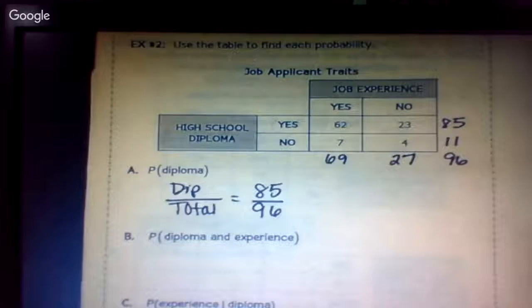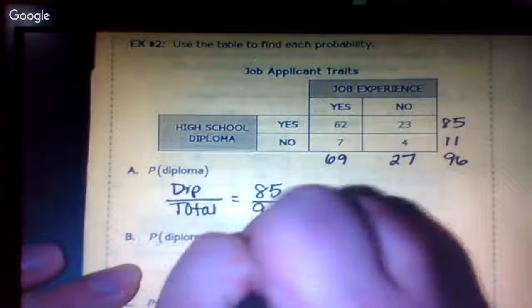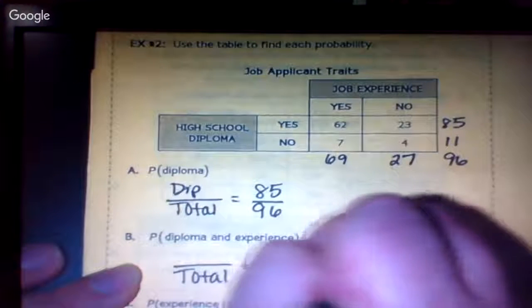B, the probability of diploma and experience. Is this conditional? No. What am I missing that conditional usually has? What symbol is missing? That line. That line that means given. So this is still not conditional probability, which means in the bottom, I still need my total. So it's still out of 96.